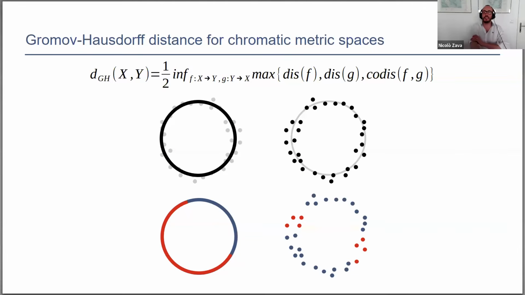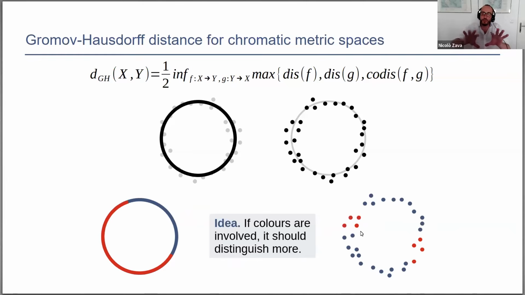And looking at this example, you may think, okay, the top two drawings look very much alike, so the Gromov-Hausdorff distance should be close. The two at the bottom look a bit different because of where they have red and blue spots. So the intuition would be, I want to diversify these. If colors are involved, it should distinguish more shapes. And so where can I act?